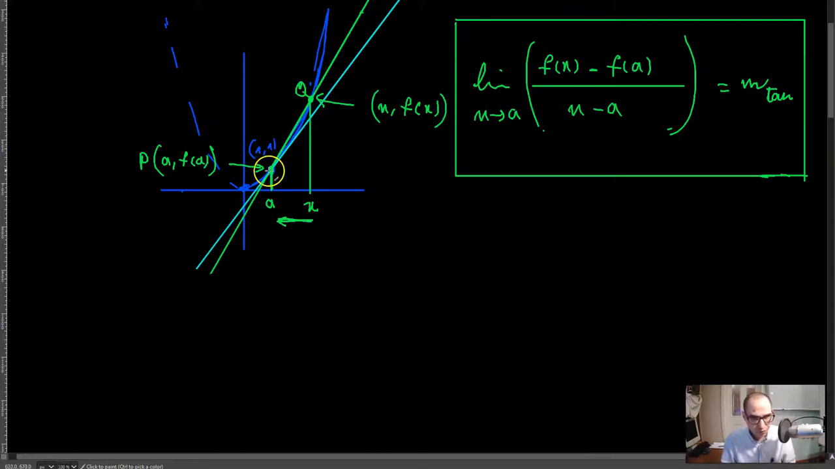Okay, so this point over here, we call that point P, with coordinates a and f of a. And this point here, we call that Q, with coordinates x and f of x. And we saw that the slope of this line can be calculated as f of x minus f of a over x minus a. When you take the limit of the same thing as x approaches a, that would be the slope of the tangent line, right? So we already did this and we understood it.